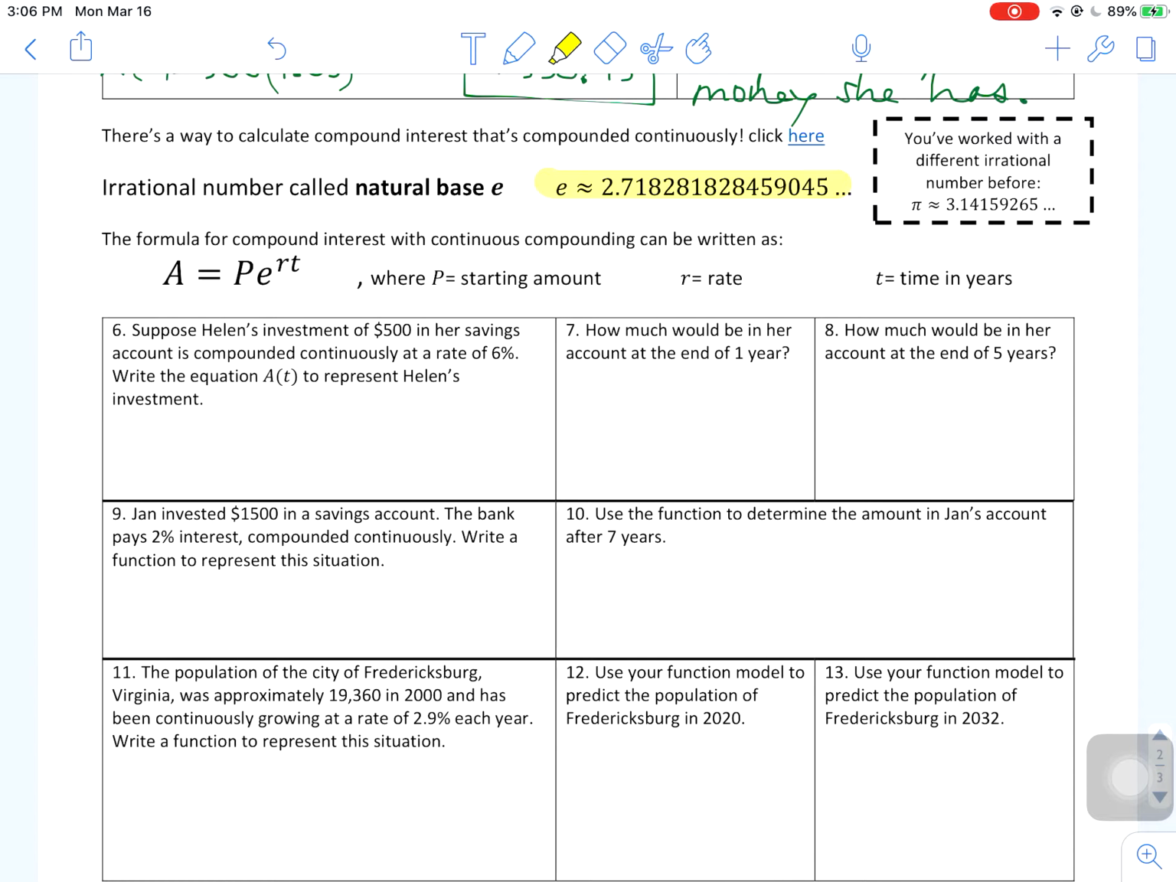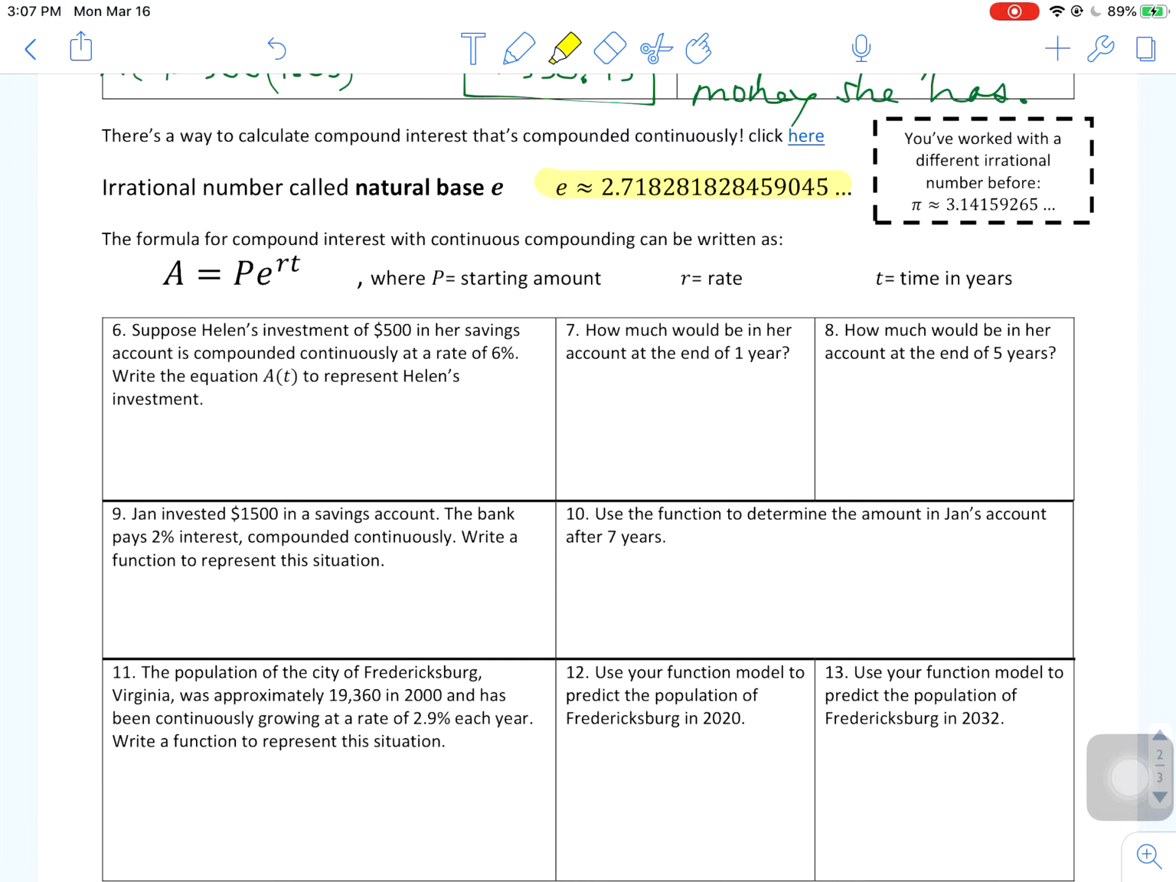Very similar concept in the fact that it's a number that just goes on forever and ever with no distinct pattern. So the formula for compound interest with continuous compounding can be written as A equals P times e raised up to the rt, where P is your starting amount or your principal, r is your rate written as a decimal, and t is the time in years.